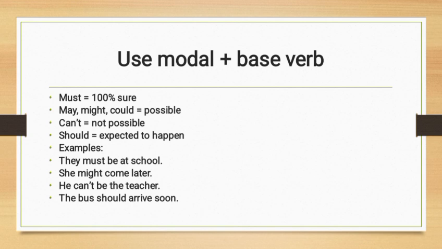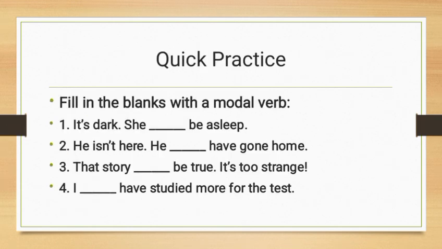Here's a quick guide. Must for strong certainty. May, might, could use for possibility. Can't for impossibility. Should expect it to happen. Dear students, you can use these modal verbs in your everyday sentences to talk about things happening now or in the future.